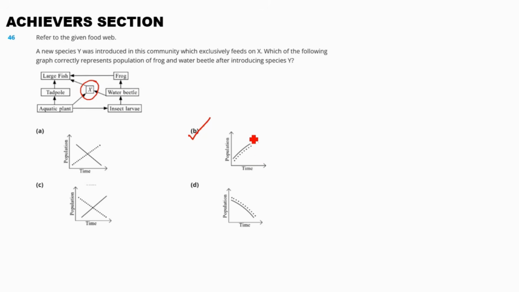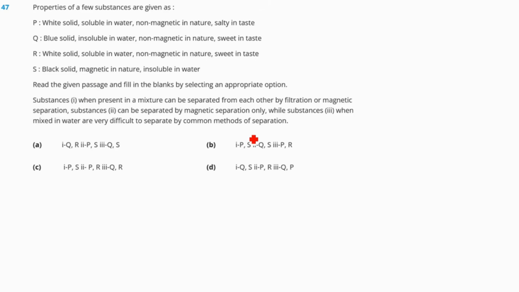Question number 47. Properties of a few substances are given. P: white solid, soluble in water, non-magnetic in nature, salty in taste. Q: blue solid, insoluble in water, non-magnetic in nature, sweet in taste. R: white solid, soluble in water, non-magnetic in nature, sweet in taste. S: black solid, magnetic in nature, insoluble in water.